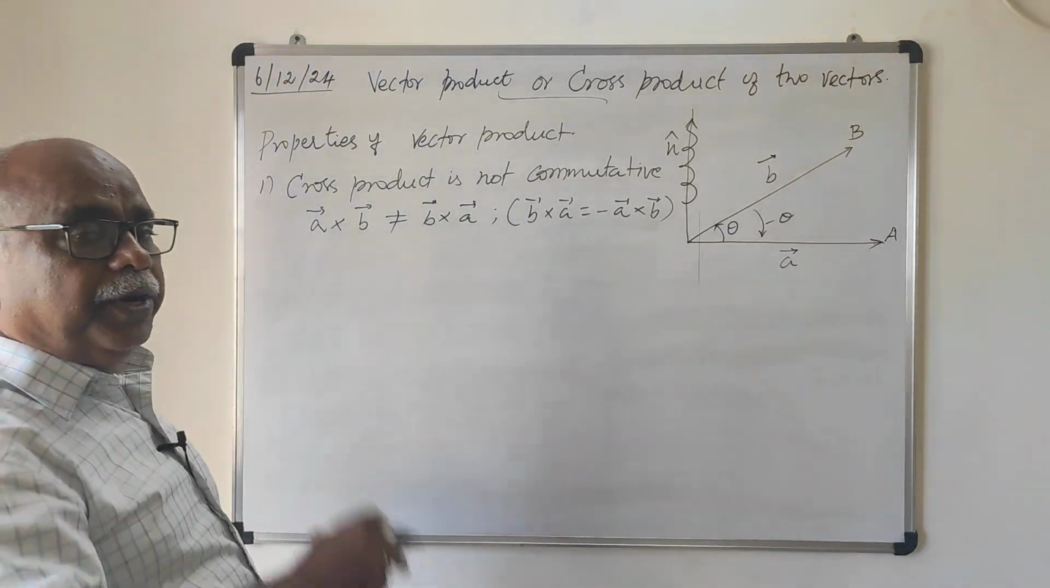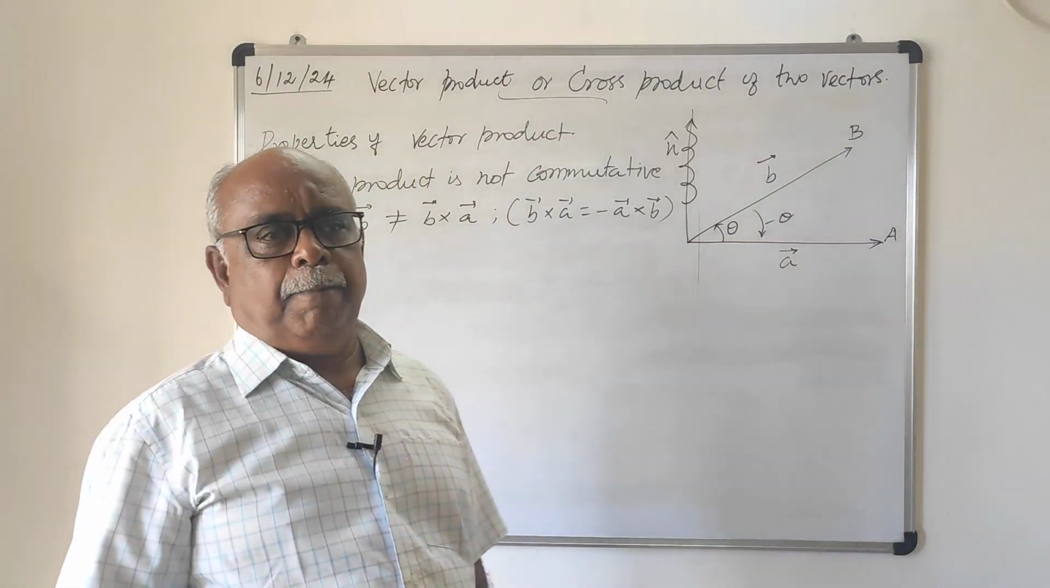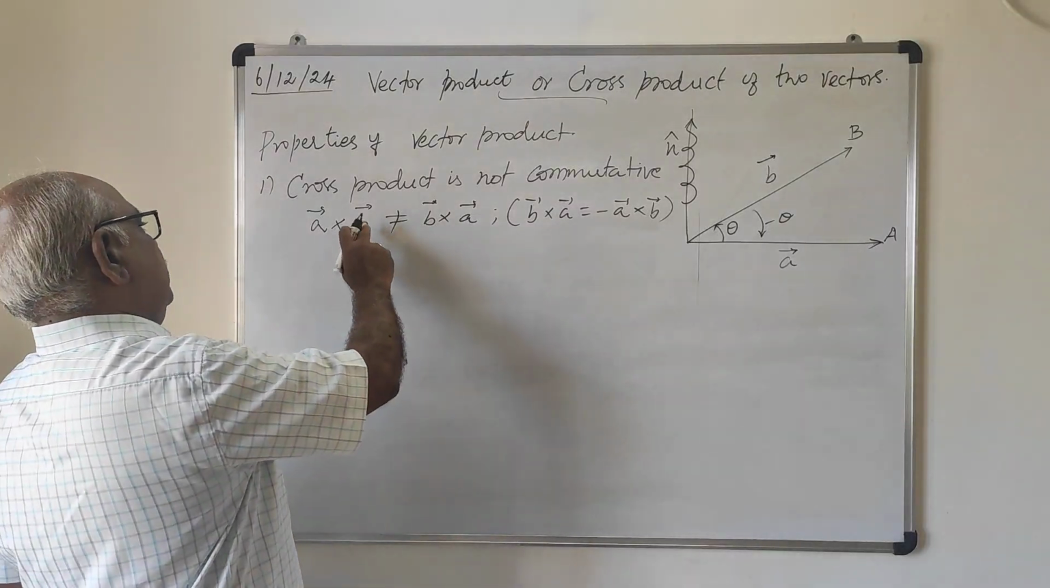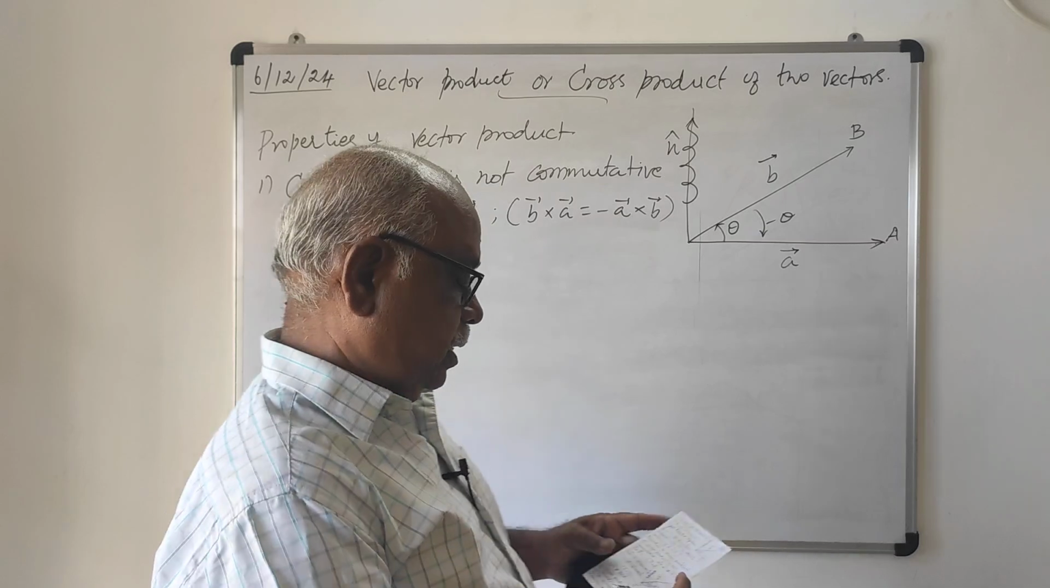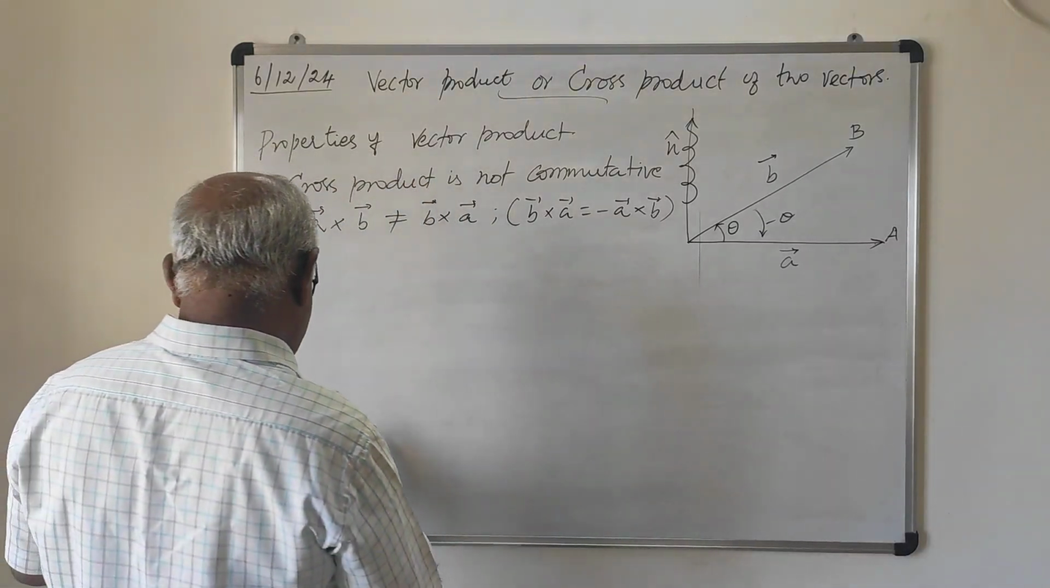Whereas dot product is commutative. A dot B equals B dot A. Dot product is commutative, whereas cross product is not commutative. A cross B is not equal to B cross A. Okay, second one.